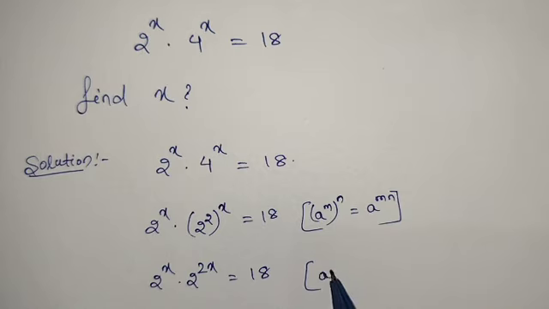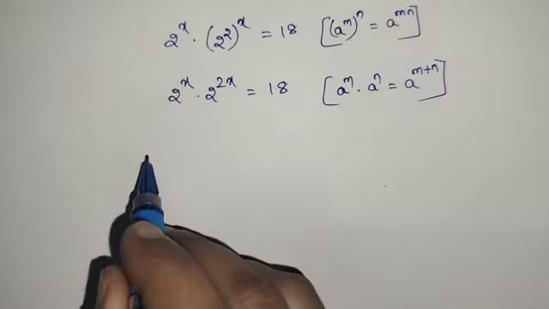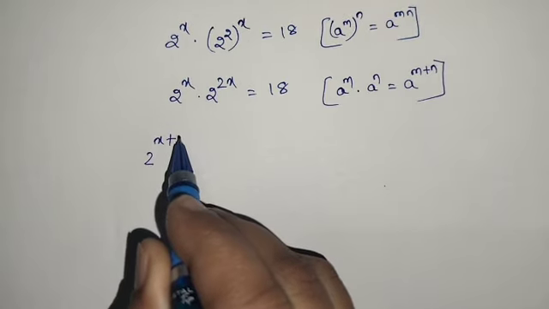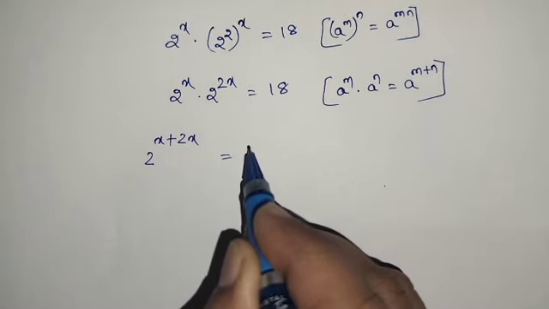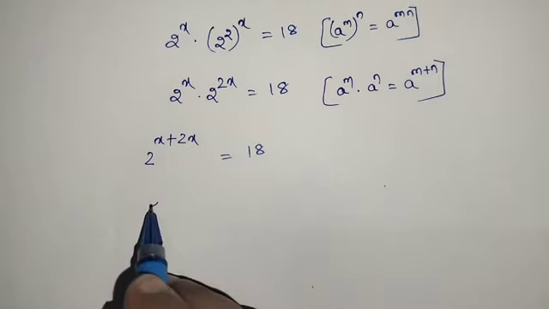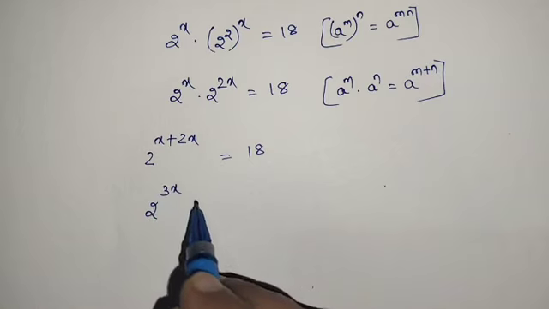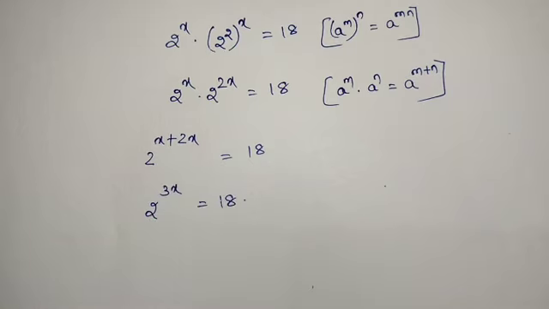Another exponential formula: a to the power m into a to the power n is equal to a to the power m plus n. We apply here. Then 2 to the power x plus 2x is equal to 18. Then 2 to the power 3x is equal to 18.